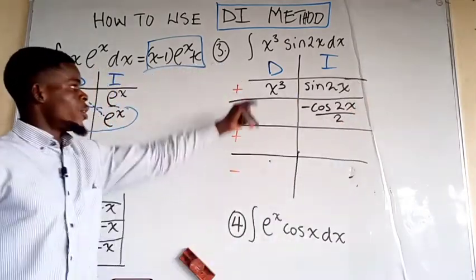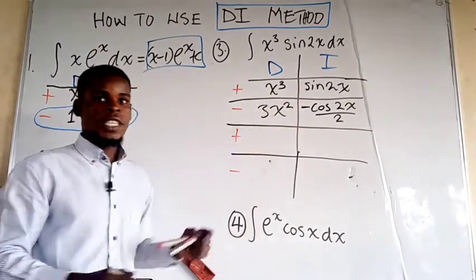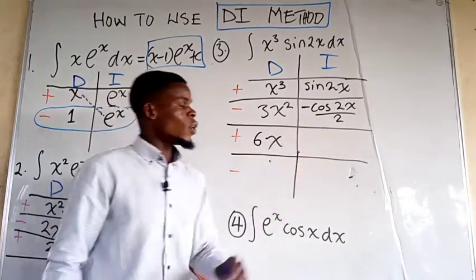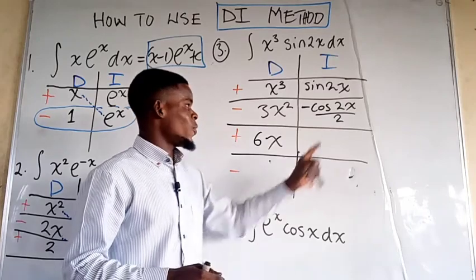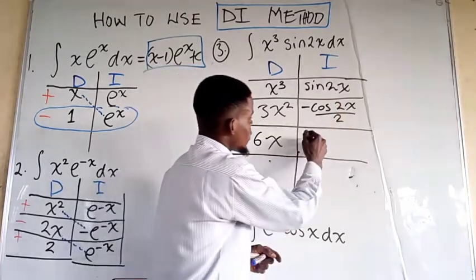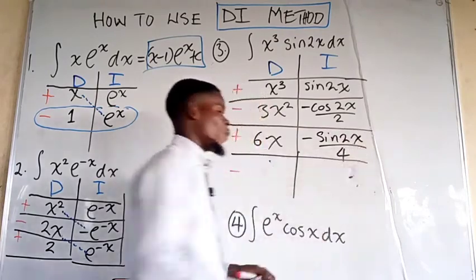Alright. Then we differentiate this. We're going to have 3x squared. We differentiate this again. We're just going to have 6x. Well, we go ahead and apply this for this one once more. We're going to have the integral of the whole of this, all right? That will just give us negative sine of 2x over 4.